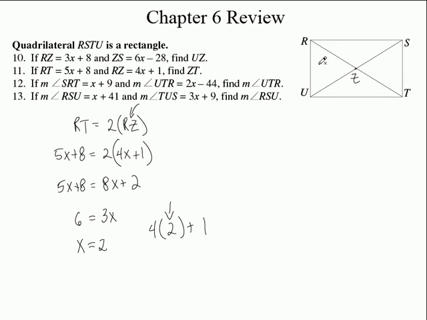RZ was 9 right here, but they asked for ZT. Remember, they're both going to be exactly the same thing. So they're both going to be 9. So I'm just going to write ZT is equal to 9 as well.